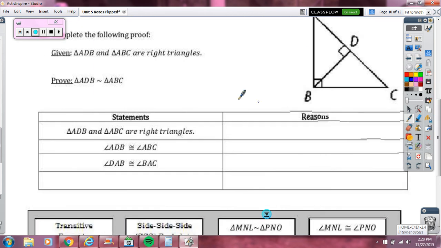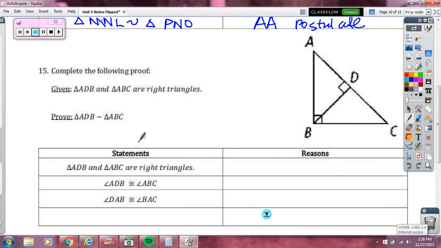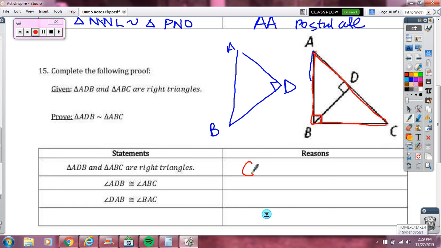Alrighty, another proof. We are given some right triangles. So ABD and ABC are right triangles. It might be a good idea to draw triangle ABD out separately. So there's ABD and its right angle. And then maybe I'll make in red ABC. So here are my two triangles that I'm dealing with. Alrighty.